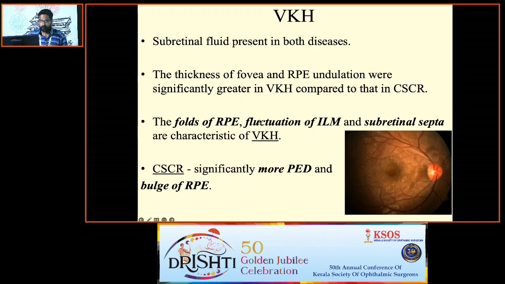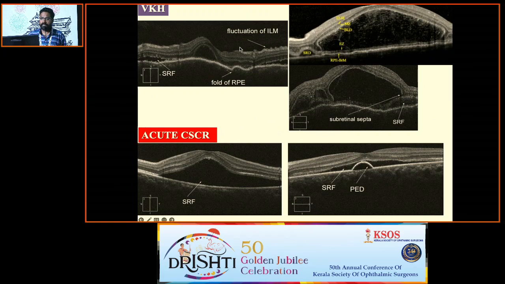Subretinal fluid is present in both conditions. In leakage, you see folds of RPE, fluctuation in the ILM and subretinal septa. As you can see in this diagram, RPE undulations are seen, multiple pockets of subretinal fluid, ILM folds or fluctuations are seen. Subretinal septa actually separate multiple pockets of subretinal fluid.